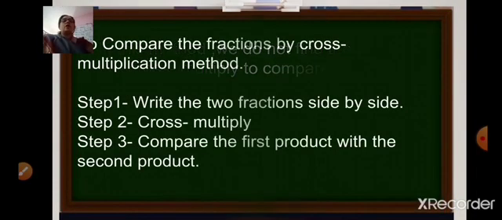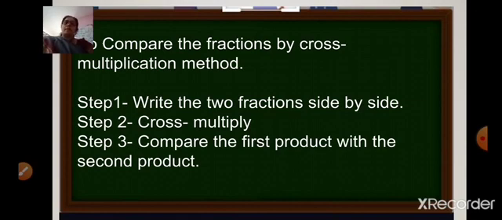So let us now compare the fractions by cross multiplication. You have to follow some steps. The first step is you have to write two fractions side by side, and then you will cross multiply the numerator of the first fraction with the denominator of the second fraction. And then the third step is to compare the first product with the second product. So the first step is to write the fractions side by side. The second step is to cross multiply, and then the third step is to compare the first product with the second product of the fraction.